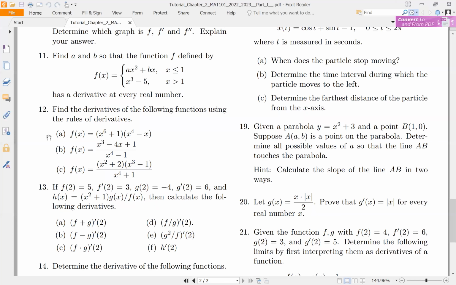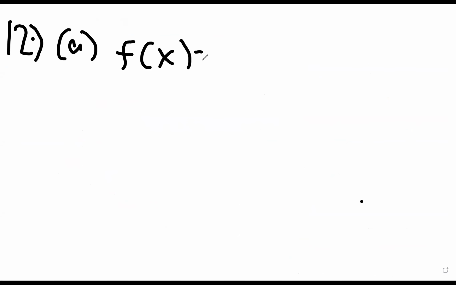Okay, so we start with number 12. Find the derivatives of the following functions using the rules for finding derivatives. So let us start with number 12a. For number 12a, we are given the function f of x equals x to the power 6 plus 1 multiplied by x to the power 4 minus x.